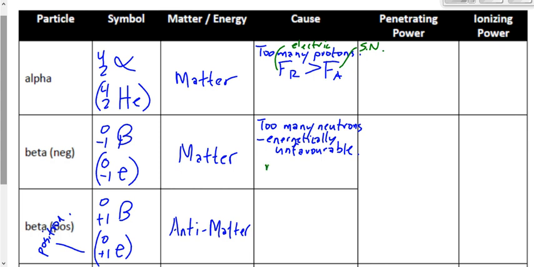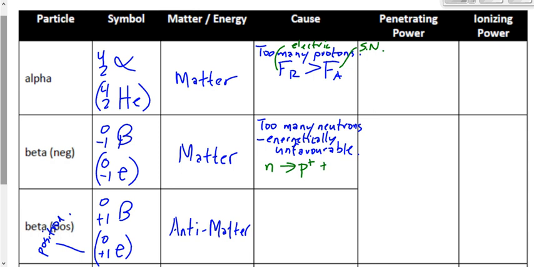We're going to take a neutron and we're going to change it into a proton. We got too many neutrons compared to the number of protons. Let's change a neutron into a proton. That fixes the ratio, right? That makes us energetically more favorable. Oh, but it violates a fundamental law of physics called the law of conservation of charge. Neutral became positive.